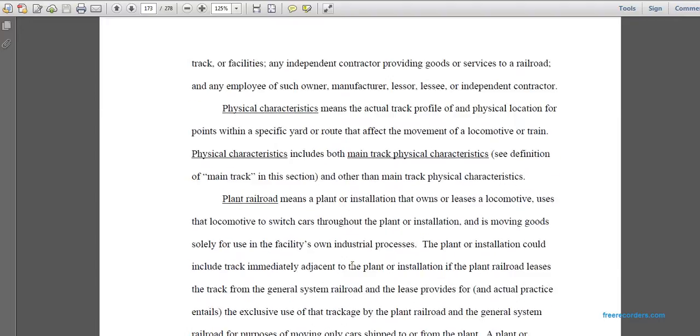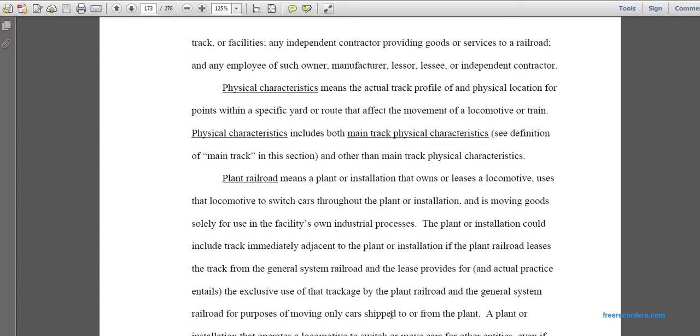Plant railroad means a plant or installation that owns or leases a locomotive and uses the locomotive to switch cars throughout the plant or installation, moving goods solely to facility-owned industrial processes. The plant or installation could include the area immediately adjacent to the plant. If the installation or plant railroad leases track from the general railroad system, the actual practice entails the exclusive use of that trackage by the plant railroad, separate from the general system of the railroad, for the purpose of moving only cars shipped to and from the plant.